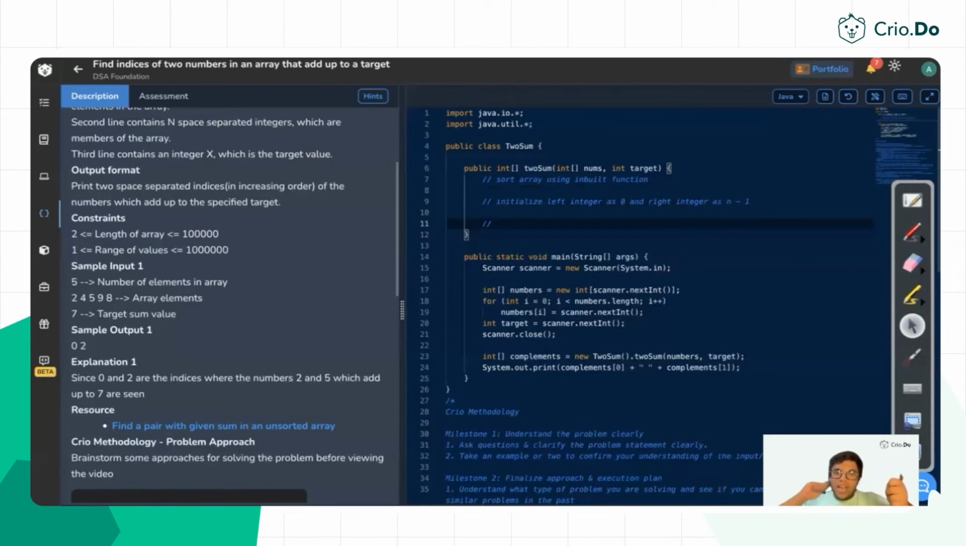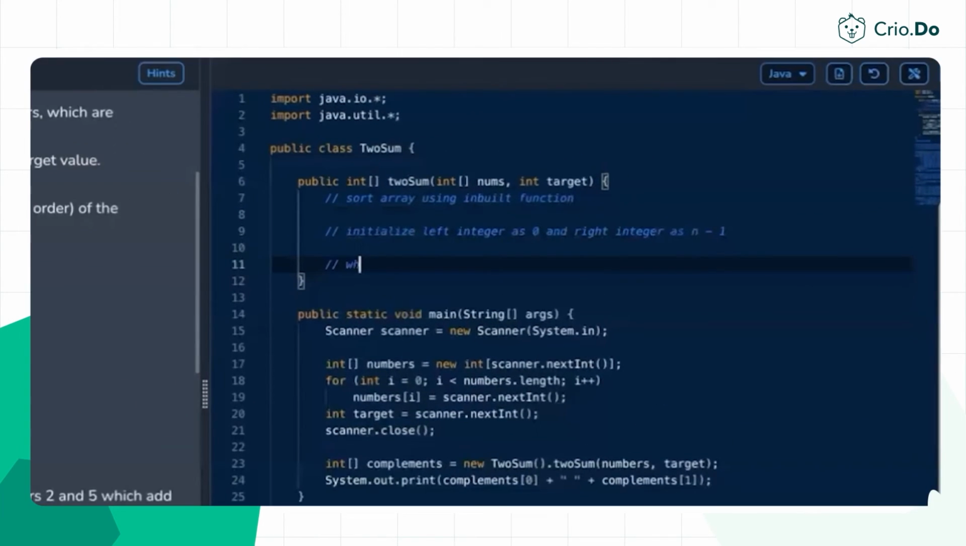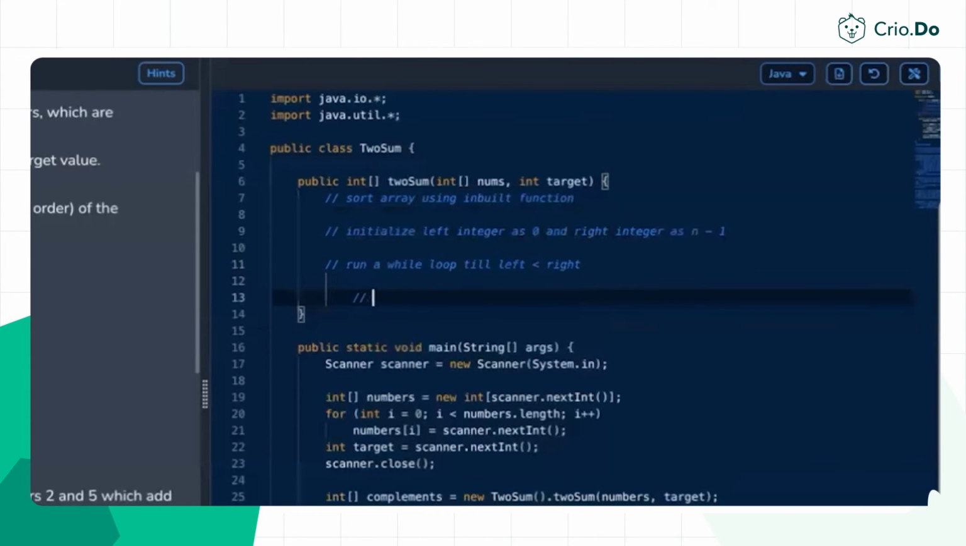That is, we cannot have nums of i, comma, nums of j with i equal to j. Or also, we cannot take nums of i, comma, nums of j where i is greater than j. So we only have to run a while loop till what point? Till left is smaller than right. And if it is, what do we have to do?